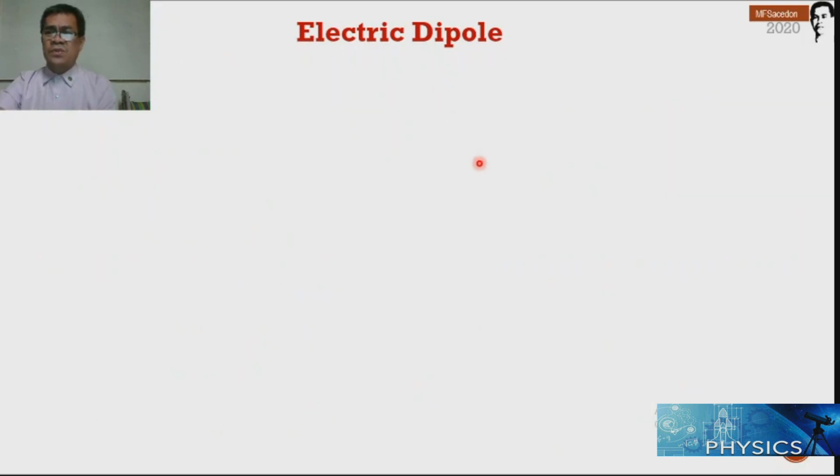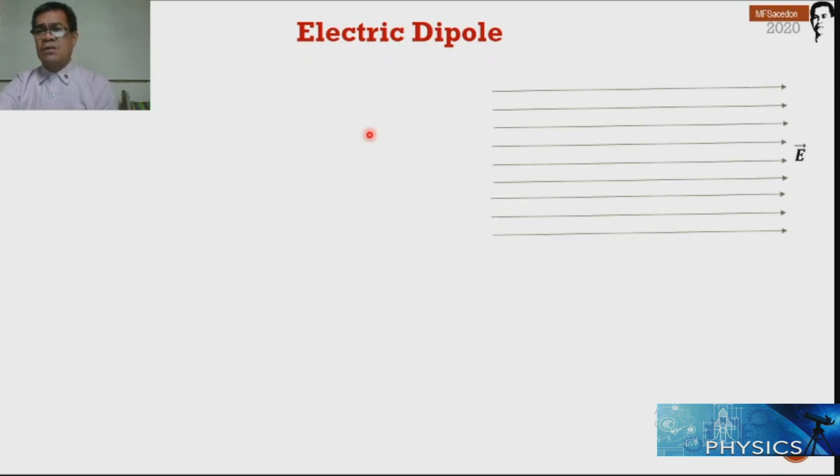So in order to understand clearly the situations of an electric dipole, consider again the electric field, and if we place the dipole moment in a perpendicular orientation with the electric field, which means that the angle between the dipole moment and the field is 90 degrees, the question is, what will happen to the electric dipole moment?